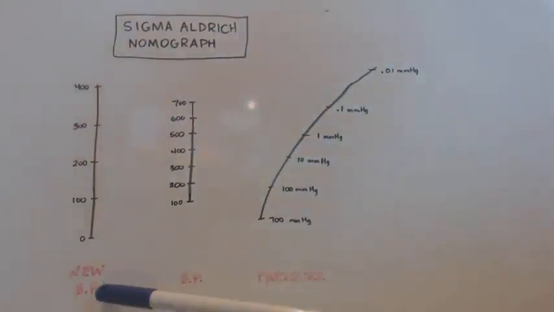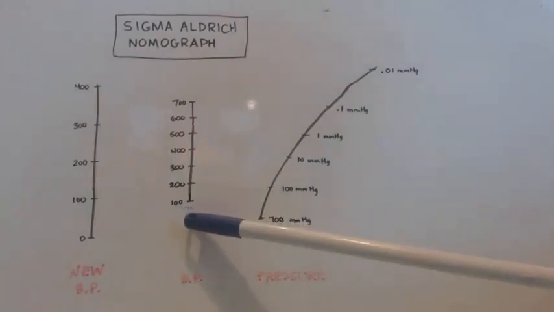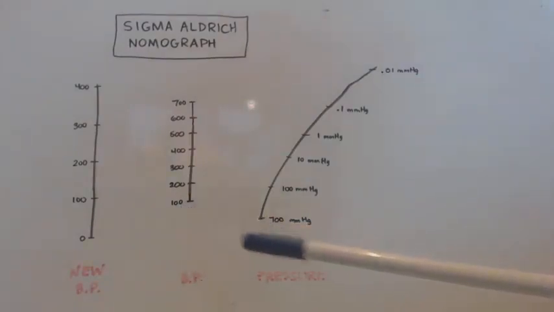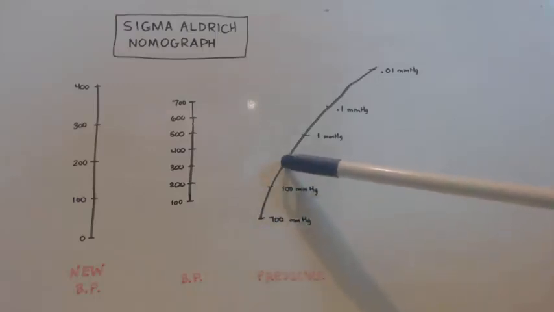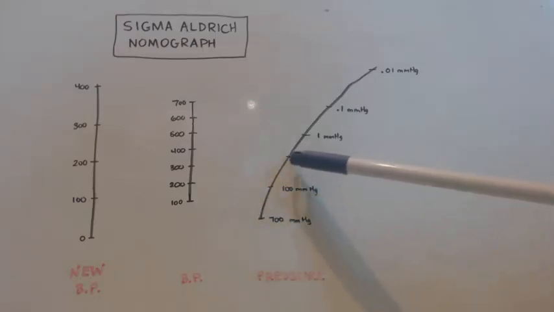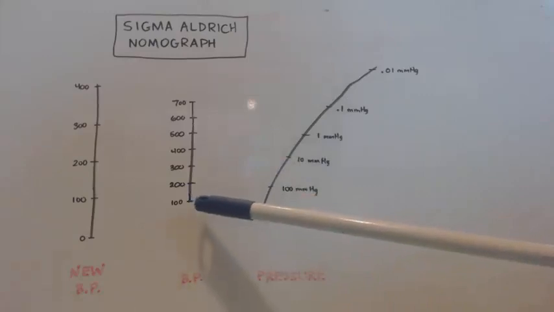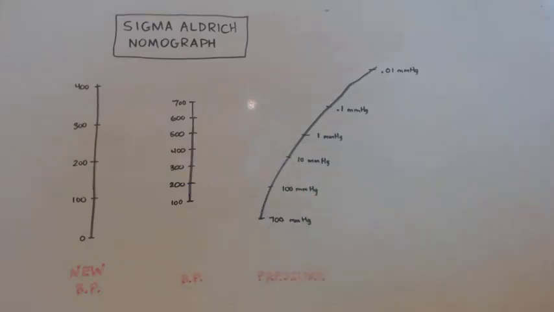This is your new boiling point. This is your boiling point at atmospheric pressure, and this is your new pressure. Okay. Well, let's say I had 10 millimeters of mercury, see right there, and I was doing 100 degrees Celsius as a boiling point. Okay. So all you do is you draw a line.